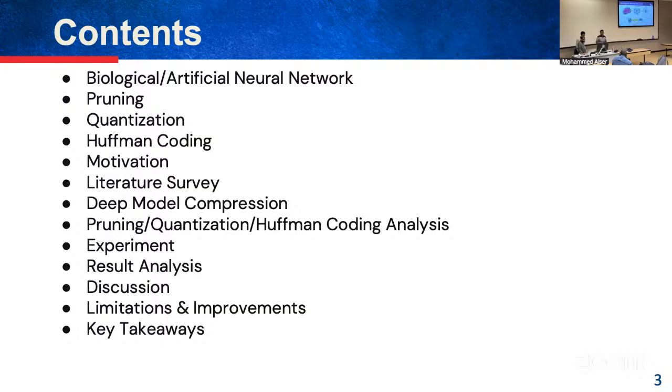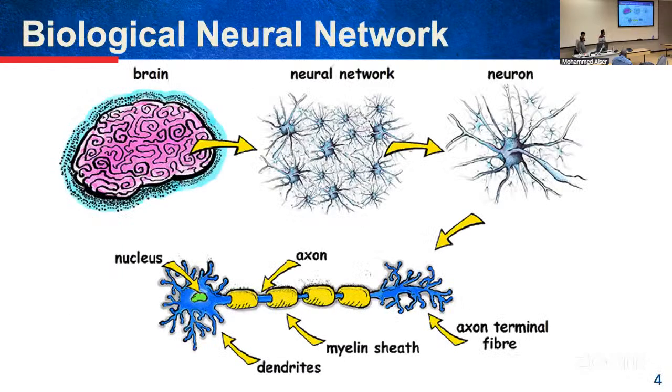So we already know that this is our brain, and this is the neural network, and this is the neuron in our brain, the unit of our brain. So any guess how many neurons may be in a human brain?